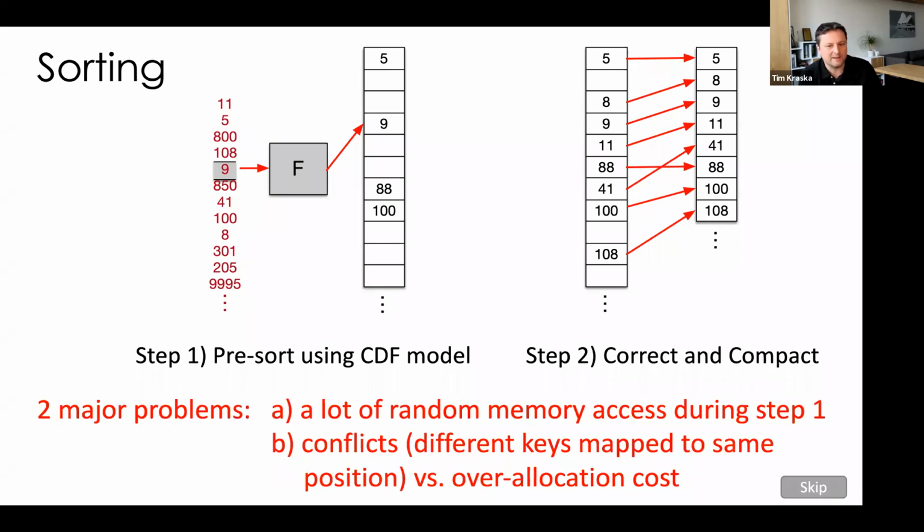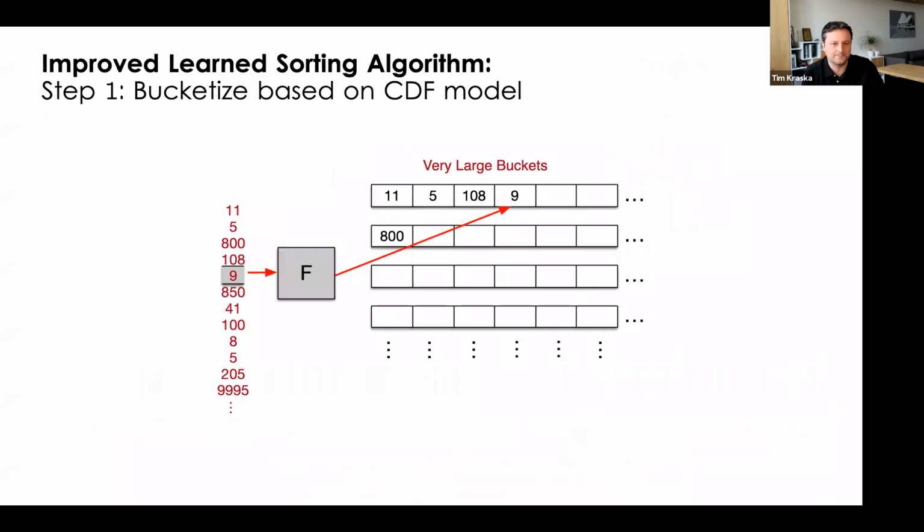And the reason for that is that there are a lot of random memory accesses during step one. You map a key to any position in memory, which causes a cache miss, and the cache misses in the end kill you, because other sorting algorithms are highly cache optimized. Even though they have higher overhead, they avoid the random memory access, and are much better because of that. The other issue is that the moment your models are not perfect, you actually have conflicts and you need to deal with those conflicts.